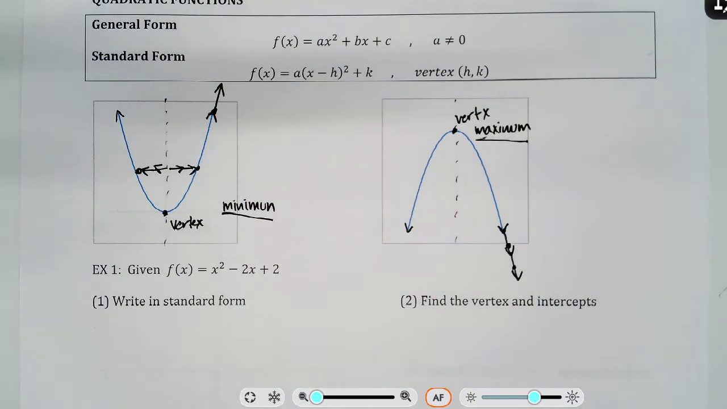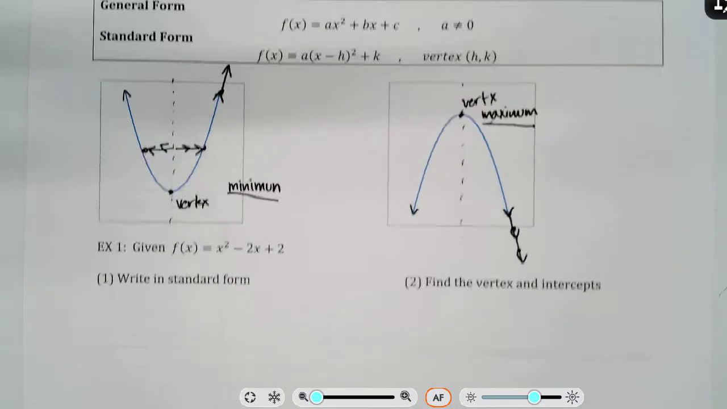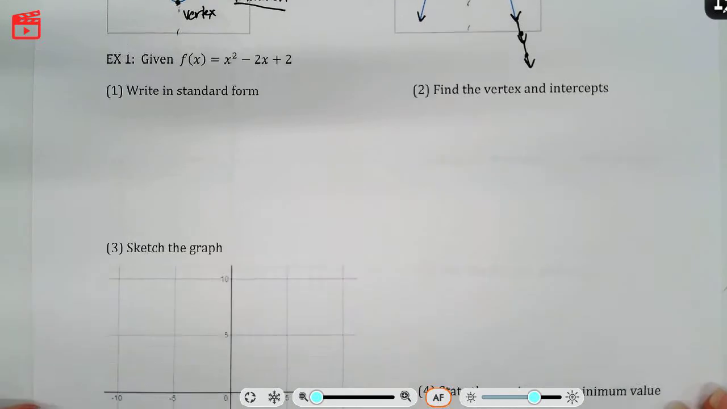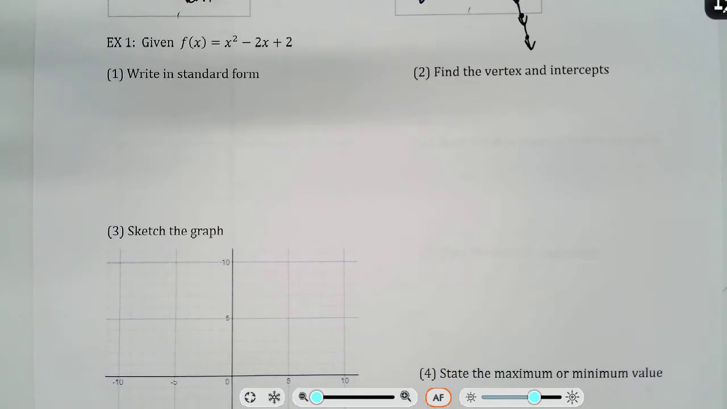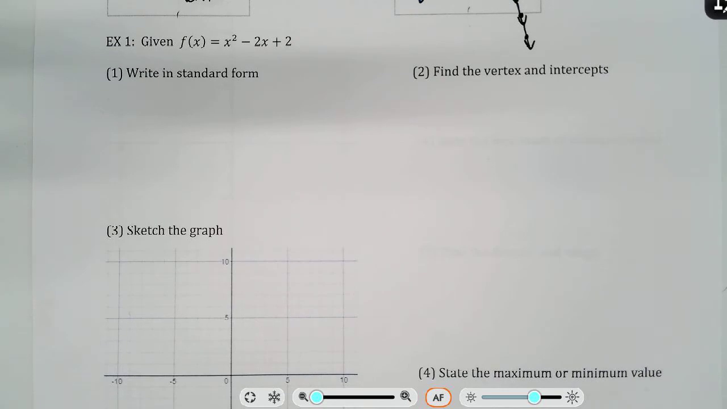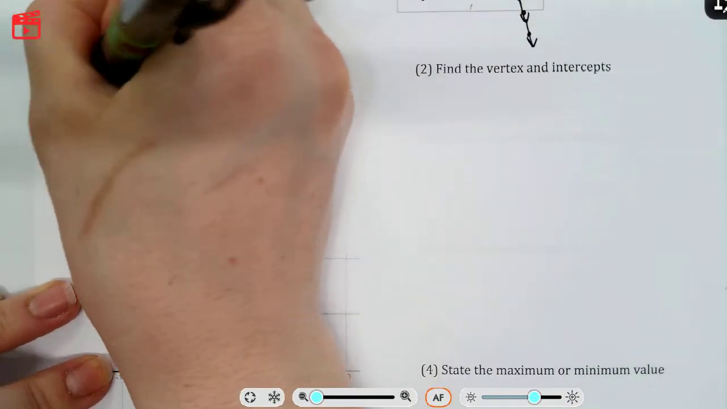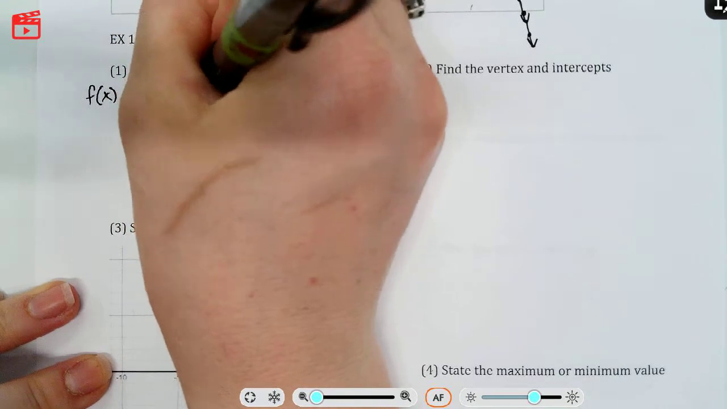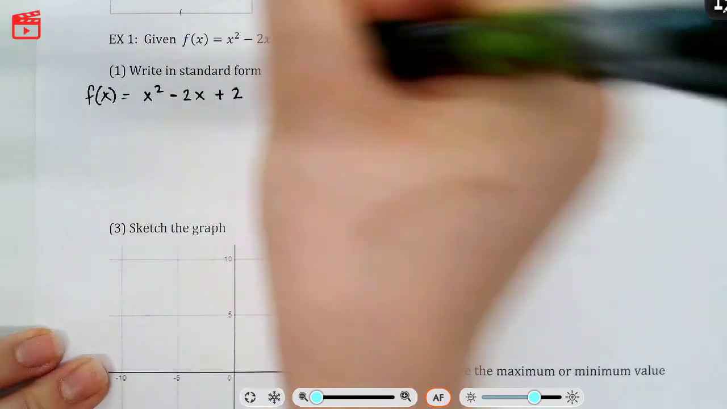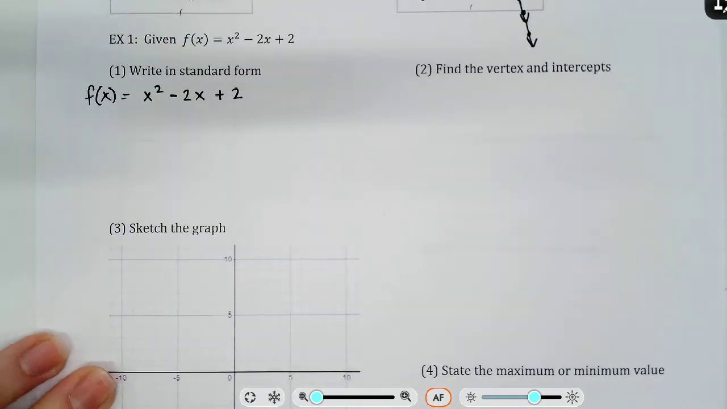All right, let's take a look at the first example. We're given f(x) = x² − 2x + 2, and we're told to write it in standard form. This is going to be very similar to how we get circles from the general form to standard form. We're going to be using completing the square. Yes, I know you love to hear that. This one's going to be slightly different. There's a wee bit of a trick to it, so keep those eyes open.